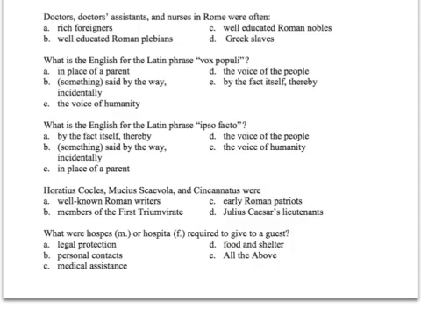So doctors, doctors' assistants, and nurses were often Greek slaves. Vox populi is the voice of the people. Ipso facto is by the very fact. Horatius Cocles, Mucius Scaevola, and Cincinnatus were all early Roman patriots. And if you were a hospes or hospita, you were required to give all of the above: legal protection, personal contacts, medical assistance, and food and shelter to a guest.